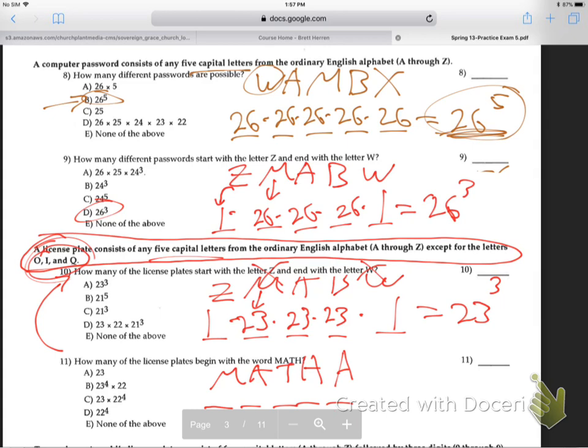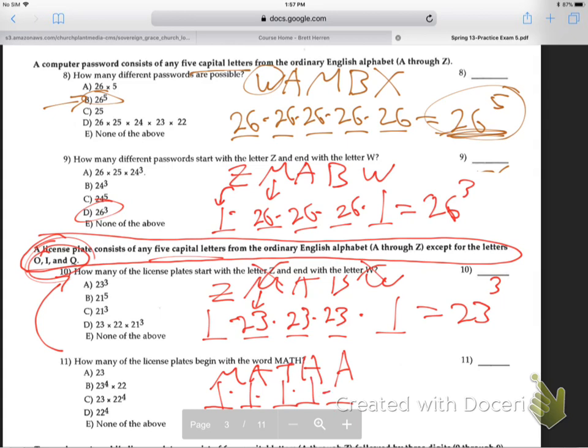I chose an M, I chose an A, I chose a T, I chose an H, I chose an A. I made 5 decisions. For my first decision, in which I chose the letter M, how many options did I have? How many different things could I put there? 1. I had to put M. I had to start with the word math. I had one choice here, one choice here, one choice there. Right? I had to do math.